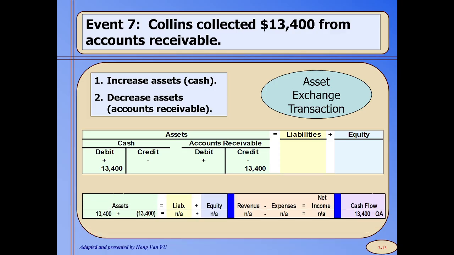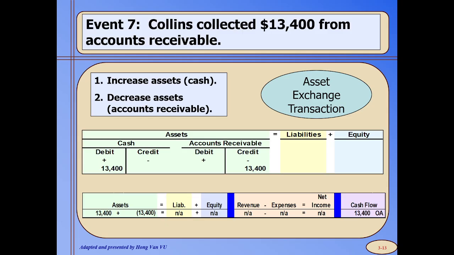And here is the illustration of this transaction on the financial statement model. So first, there is an effect on the balance sheet. In fact, the total amount of assets after this transaction is unchanged. However, we increase cash and we decrease accounts receivable. No impact on the income statement, but the cash flow statement, in operating activity, records an inflow of 13,400.